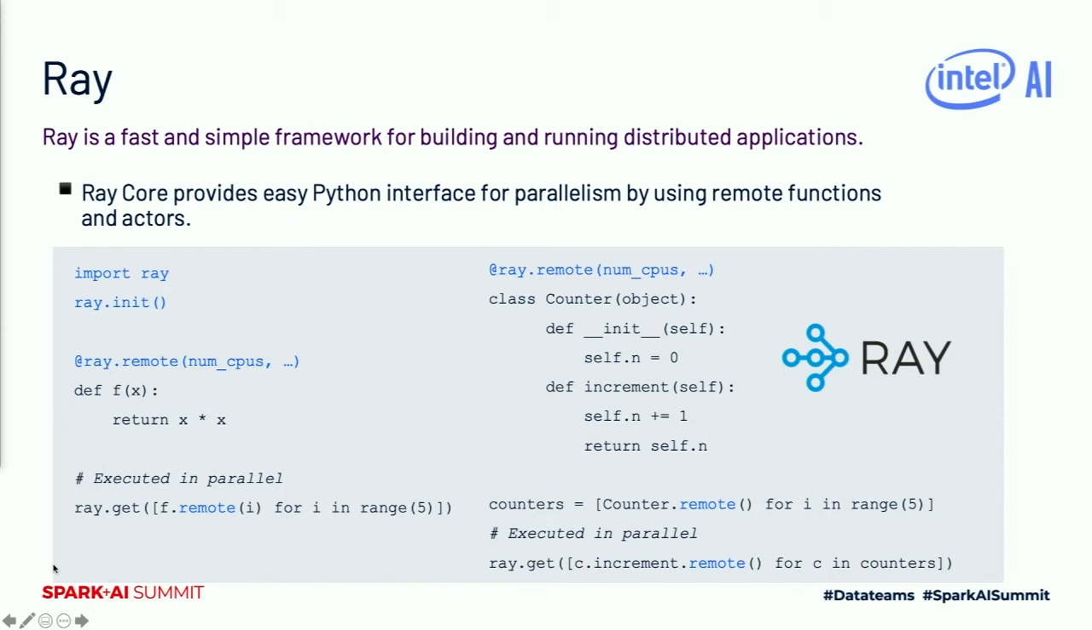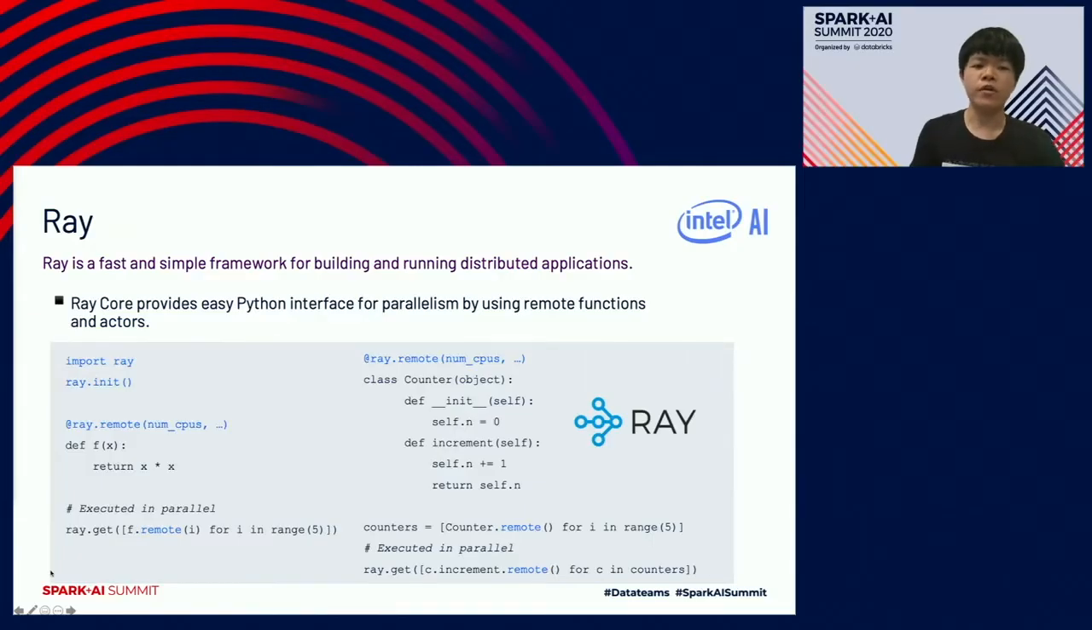However, if you add the ray.remote decorator to this function, then this function magically becomes a Ray remote function that can be executed remotely by Ray. So again, if you call the remote function in a for loop 5 times, then these 5 remote function calls are executed in parallel. So the only difference in coding you need to pay attention to is that instead of just calling the function name as you would normally do, you need to add .remote to the function name when you call remote functions. So here you need to call f.remote instead of just f.